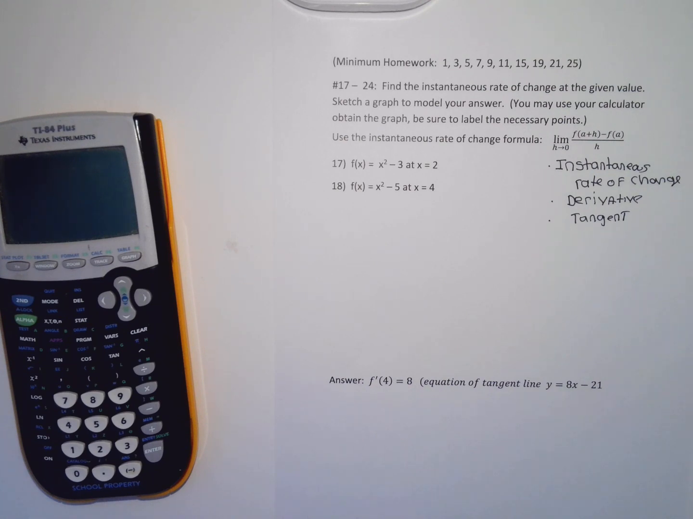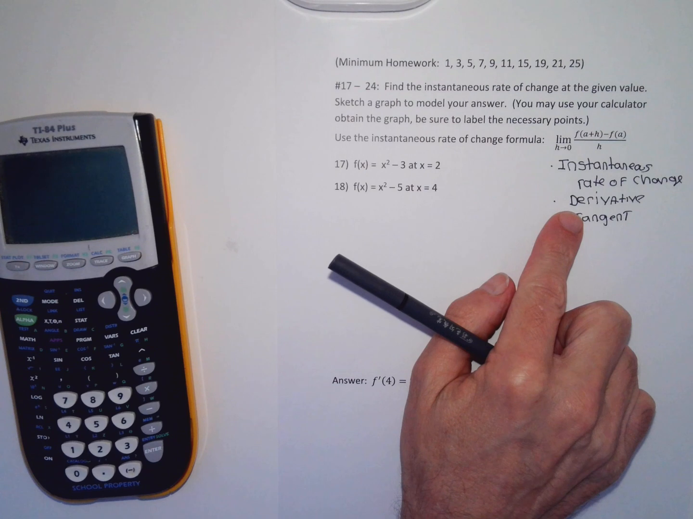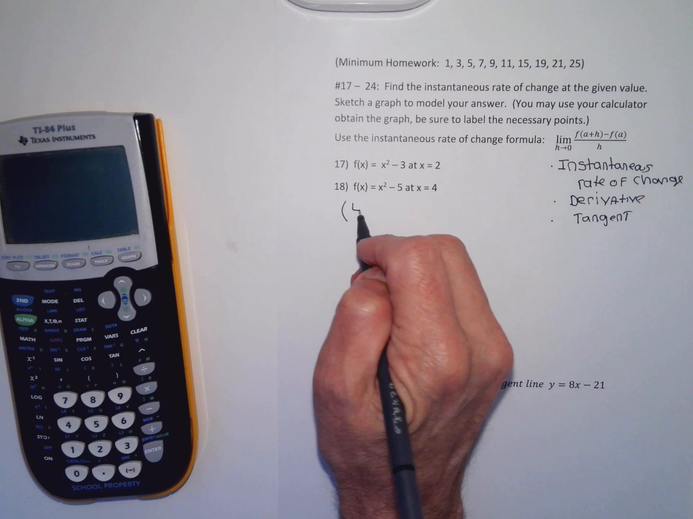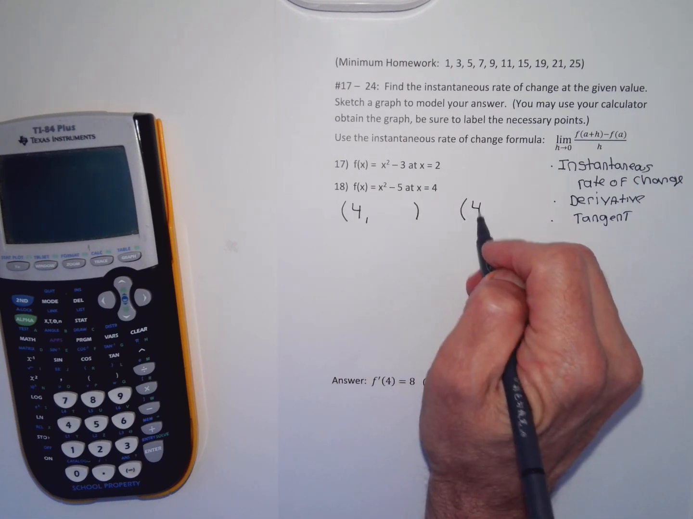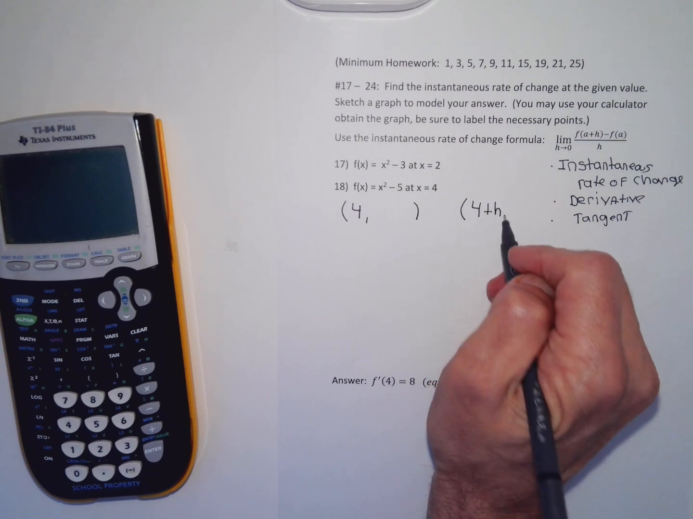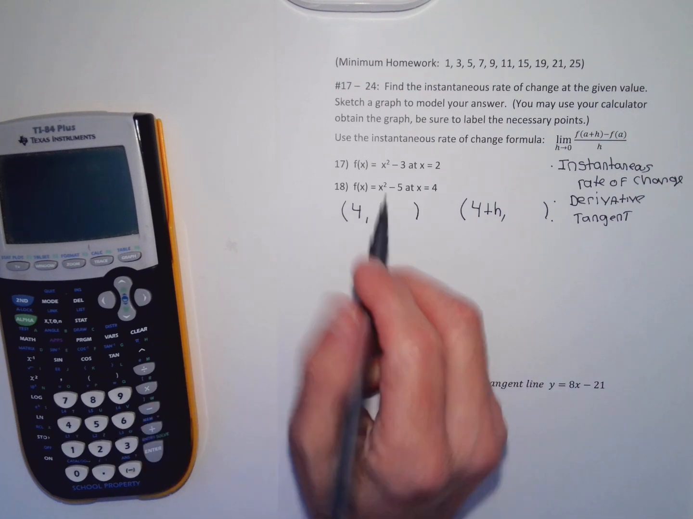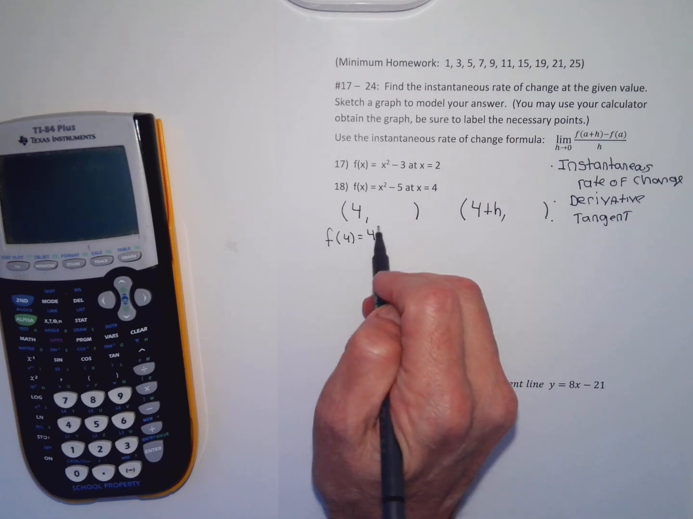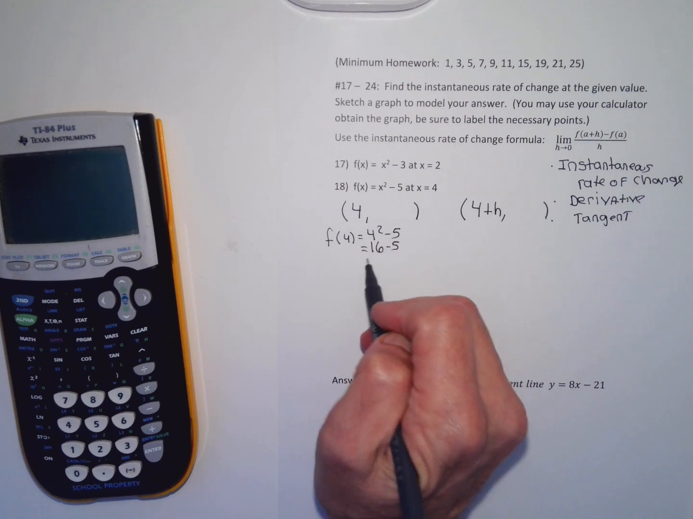So let me find the instantaneous rate of change. To find the instantaneous rate of change of a function, which is the same as finding the derivative of the function at that value, I need 2 points. The first point, its x coordinate's going to be the given x coordinate of 4. The second point, its x coordinate's going to be that 4 with h added to it. So for each x, I need to get a y. My first y, I'm going to get by going f of 4, which is going to be 4 squared minus 5, which is 16 minus 5, which is 11.